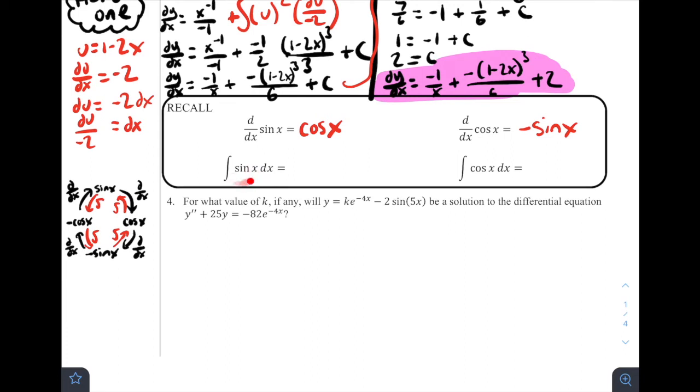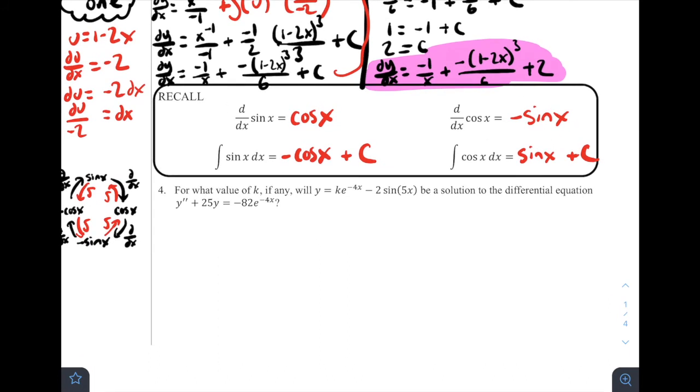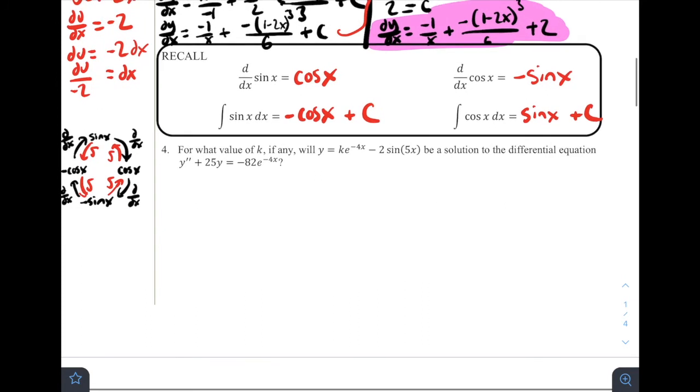But if we take the integral, the antiderivative of sine, we're going to go the opposite direction. That gives us negative cosine of x. And because there are no limits of integration here, we don't want to forget our plus c. Similarly, if I take the integral of cosine of x, I move to positive sine of x plus c, again because we have no limits of integration. So that's just some useful information to know, and it's going to be useful for problem number 4, the last problem for today.